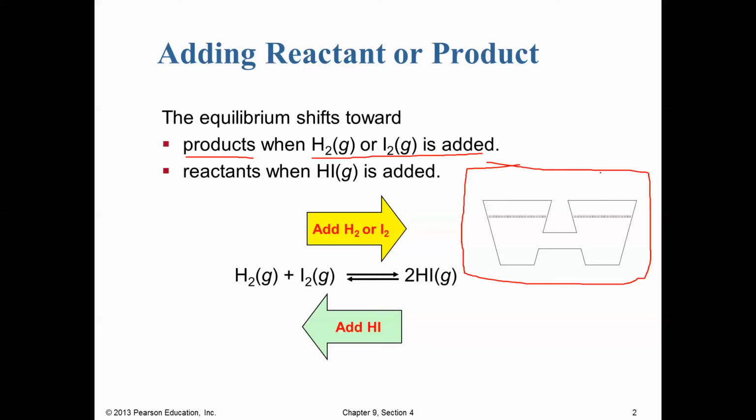If we dump water into the product bucket, the opposite occurs. Our water level here is going to be too high, and we're going to have to flow back to the left, or towards the reactants. So we're going to shift to the left in order to reestablish balance. So if we add product, we shift towards the reactants. If we add reactants, we shift towards the products, trying to undo this change.